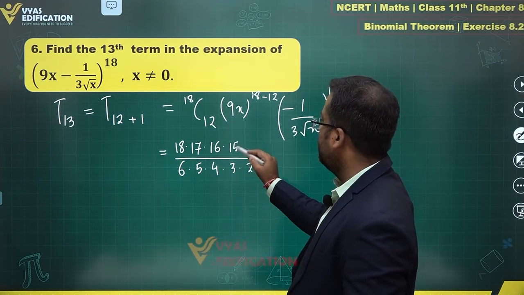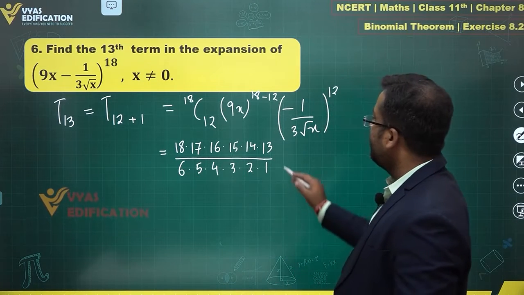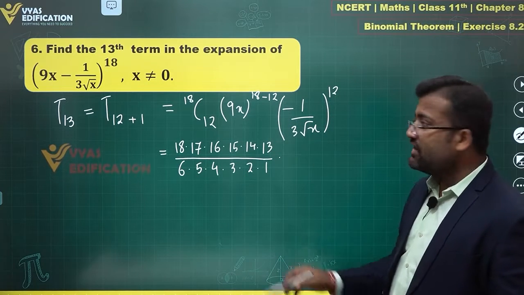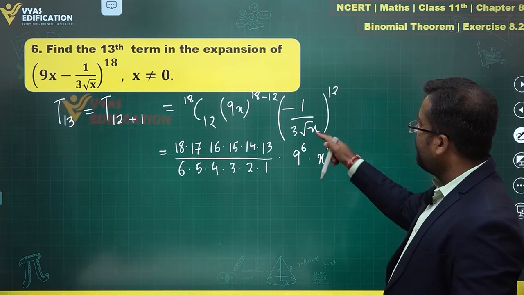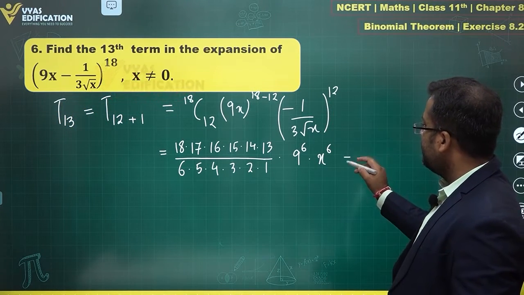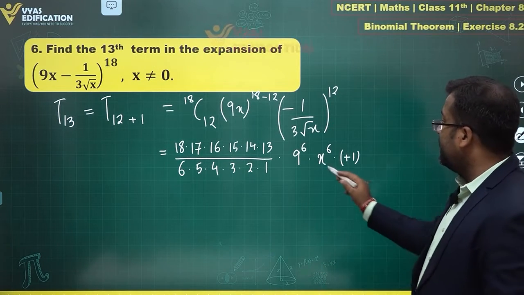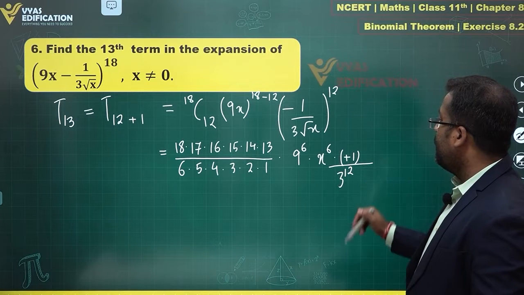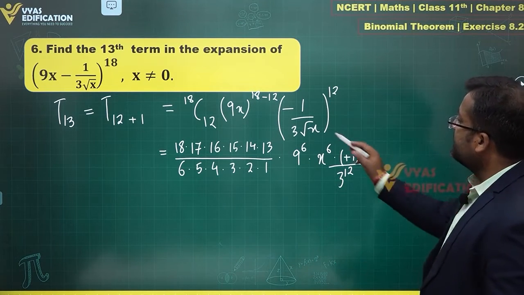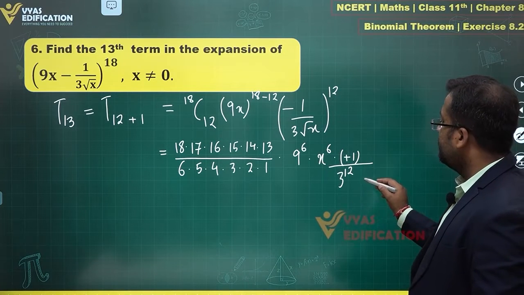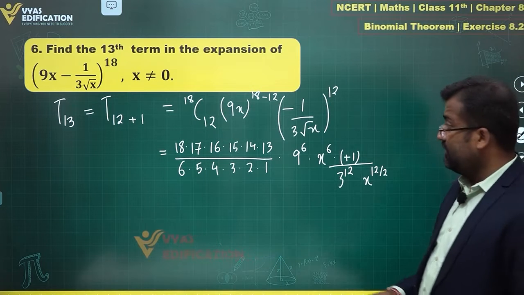You'll have 15, 14 and 13, right? 6 terms here, 6 terms here. Then you have (9x)^6, so this is 9^6 times x^6. Then you have (−1)^12, which is plus 1. Then you have 3^12 in the denominator. That's interesting. 3^12 and 9^6 are the same, right? They will get cancelled. Under the root of x^12, this will be x^(12/2), which is x^6. That will also get cancelled.